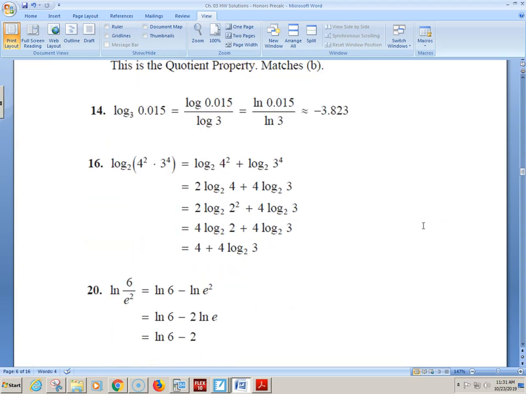Number 16, it was expand, right? Pull it apart. Oh, this is nice because 4 is 2 squared. I can make that a non-log by just quick simplification. I can make that just a 4 because the 4 is a perfect power of 2. But 2 and 3, 3 is not a perfect power of 2, so we're stuck with them. So leave them right there.